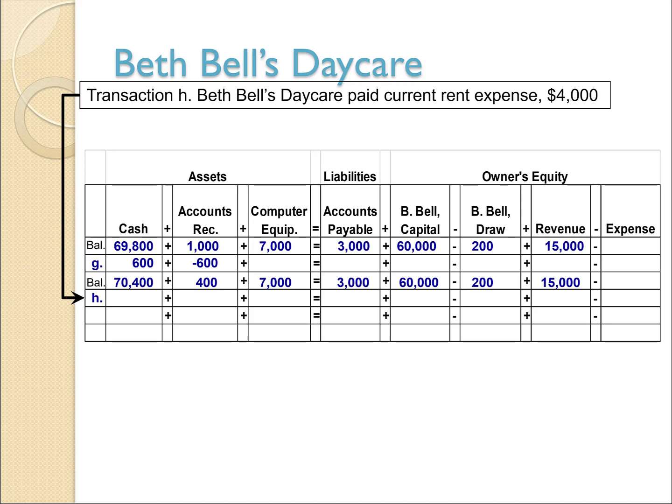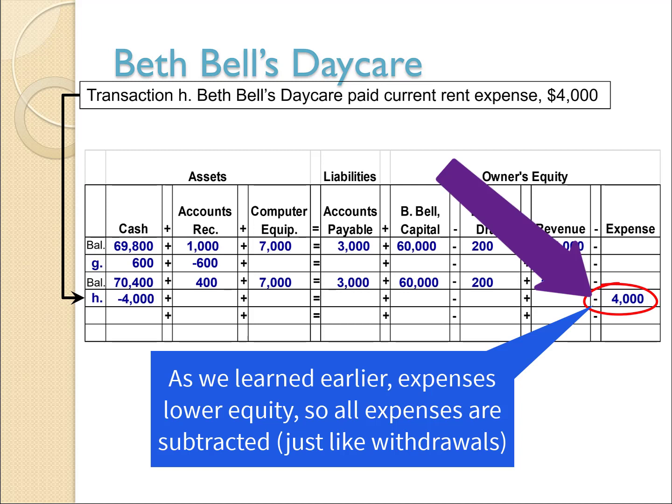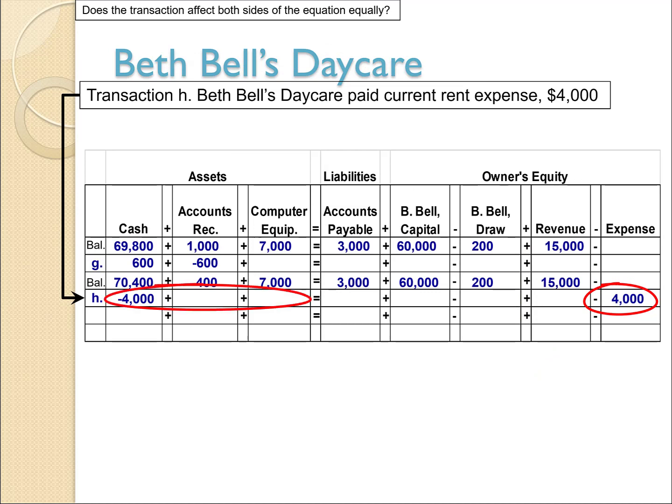So let's start with cash, since it's the easiest to understand. Is cash being affected? Yes, cash is going down by $4,000. So why is she paying this? Well, this is a rent expense. So we're going to put a $4,000 under expense, and notice expenses are always minus 4,000. So then our next question is, does the transaction affect both sides of the equation equally? Yep, minus 4,000 on the left side and minus 4,000 on the right side.